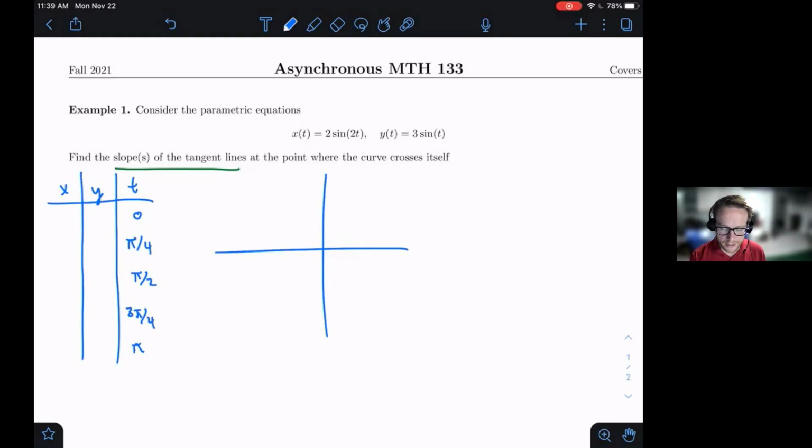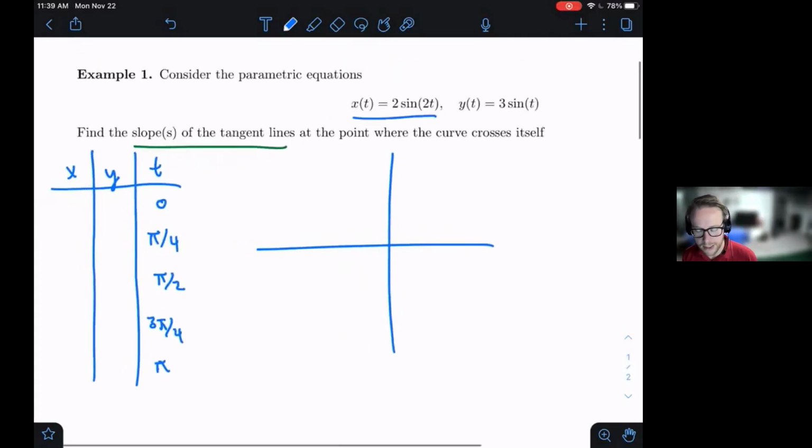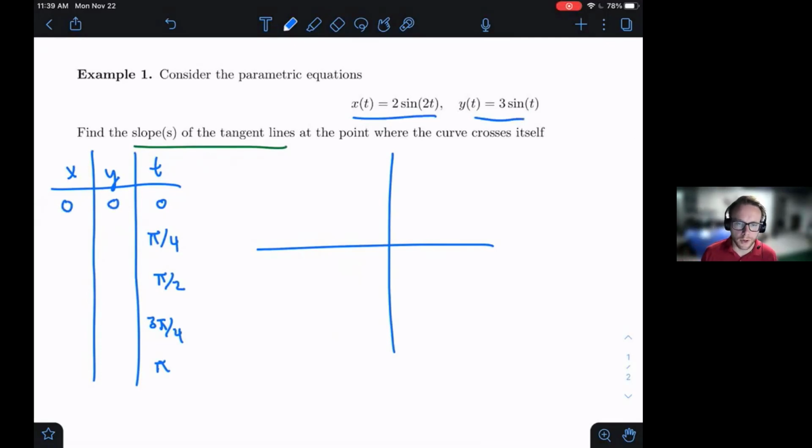If I plug in 0 into both my x equation and my y equation, of course, we get 0, 0. If I plug in pi over 4 into this equation right here, we get 3 sine of t, so 3 sine of pi over 4. And remember, sine of pi over 4 is around 0.7 or so. It's root 2 over 2. If I multiply 0.7 by 3, this is going to be around 2.1.